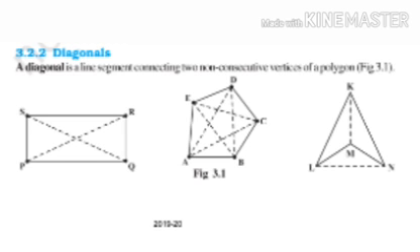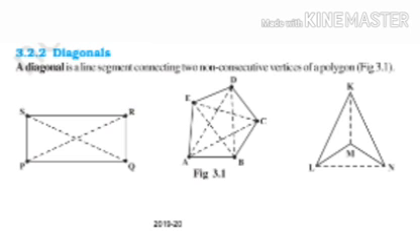Next is diagonals. A diagonal is a line segment connecting two non-consecutive vertices of a polygon. Let's see and understand in this figure. In the first figure, S and P are consecutive vertices, whereas S and Q are non-consecutive. So the line joining SQ is its diagonal. Similarly, P and R are non-consecutive, so a line joining PR is the diagonal of that figure.